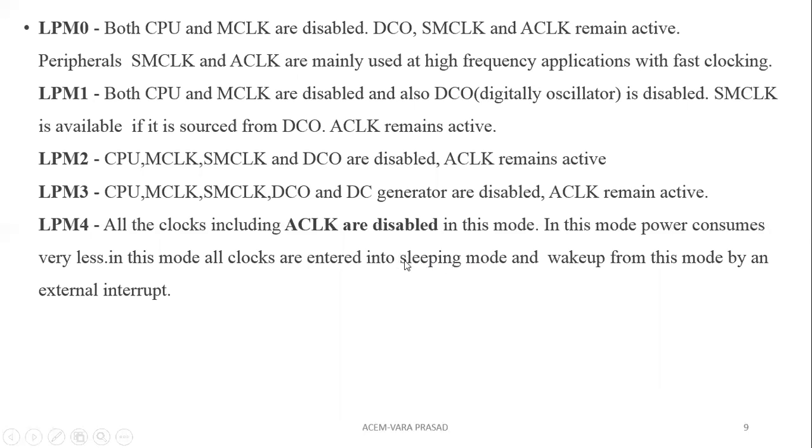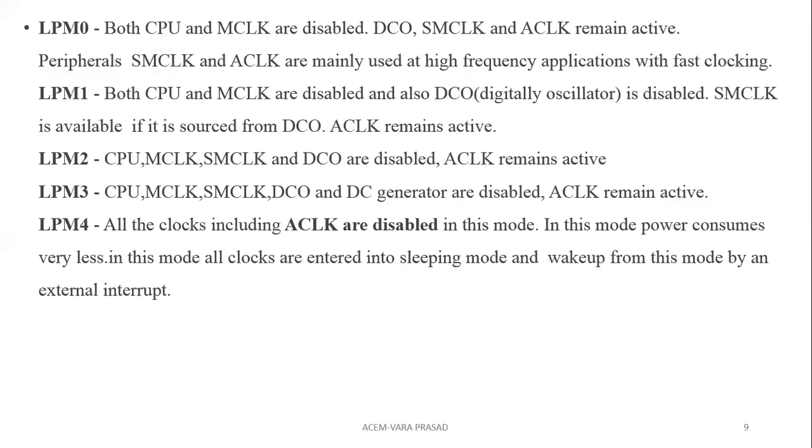Please remember, what is that? If all clocks are disabled, then we call it a sleeping mode. So how to wake up? That means how to activate? By using external interrupts, we can activate these sleeping clock signals, wake them up, or bring them into the active position. Okay, this is the low power mode.